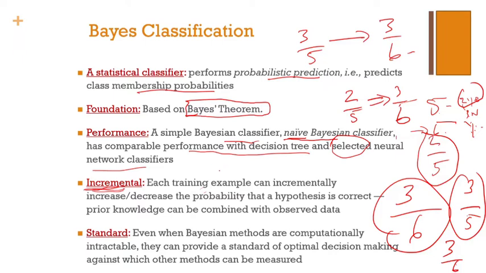That is, each training example added can incrementally increase or decrease the probability that a hypothesis is correct. Also, as for the standard, even when Bayesian methods are computationally intractable, they can provide a standard of optimal decision making against which other methods can be measured. So due to some of the unique attributes of Bayesian techniques, people cannot just do away with it. It has the intractability, which there's no way you can deal with for now.